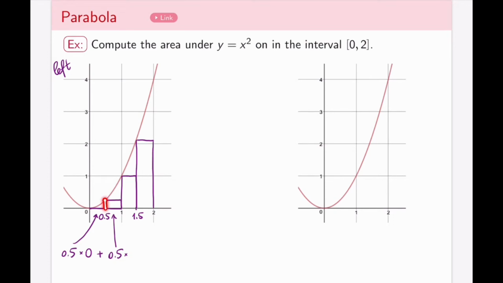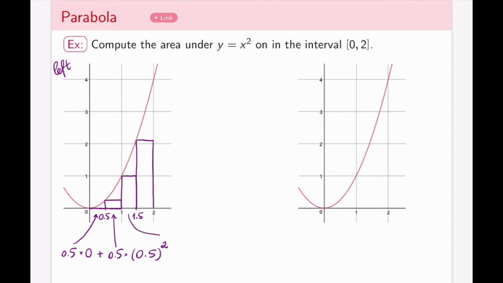How can I figure out the height of this rectangle using the function that I am given? Well, all I need to do really is figure out the y-coordinate here, so I can take my left-hand point and plug it into the function. For the first one, I'm going to write it out carefully. I'm going to plug 0.5 into my function, and this will produce the height of my rectangle here. Okay, let's go through the next one.